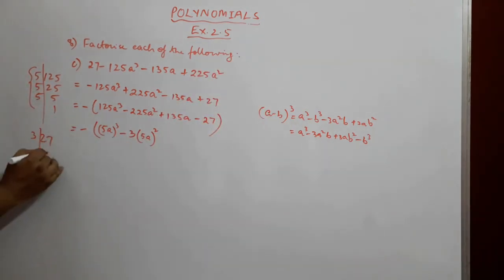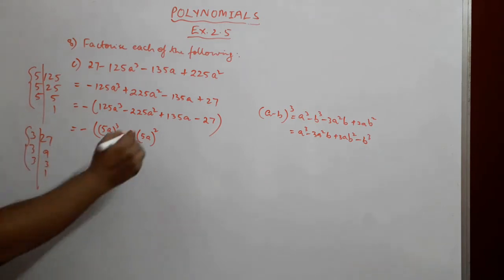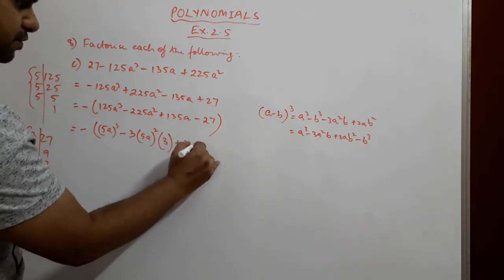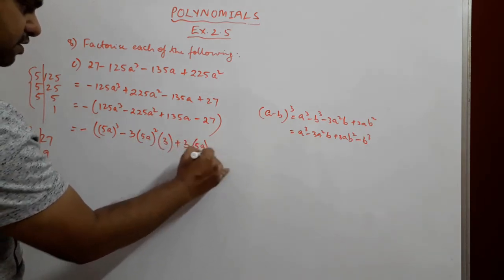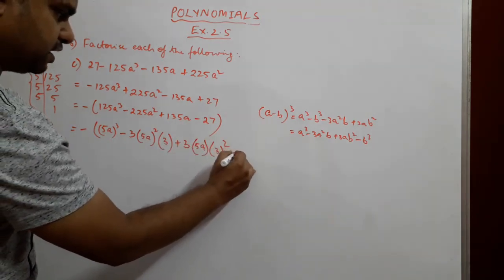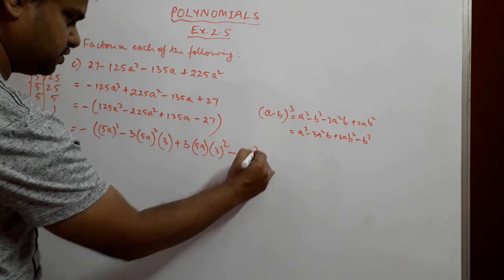Prime factors: 3 9s are 27, 3 3s are 9, 3 1s are 3. So 3 cube. And 5a into 3 plus 3ab square. So a is 5a, b square, so that is 3 whole square. And this will be minus 3 whole cube.